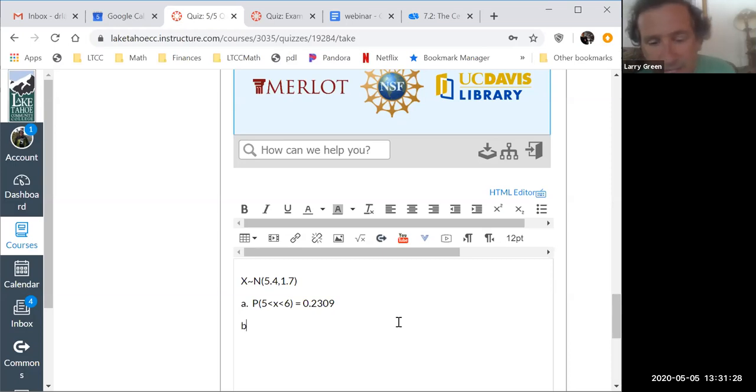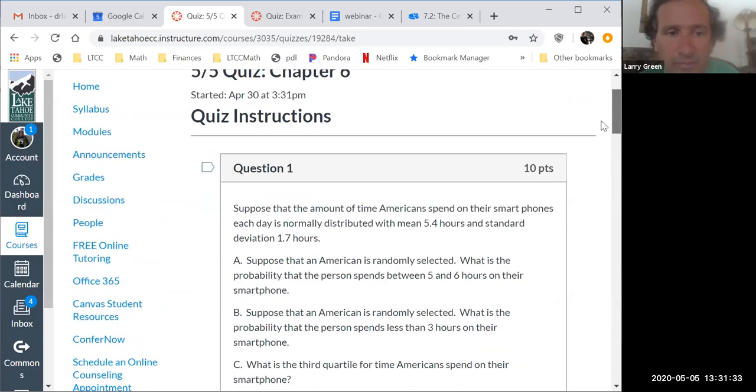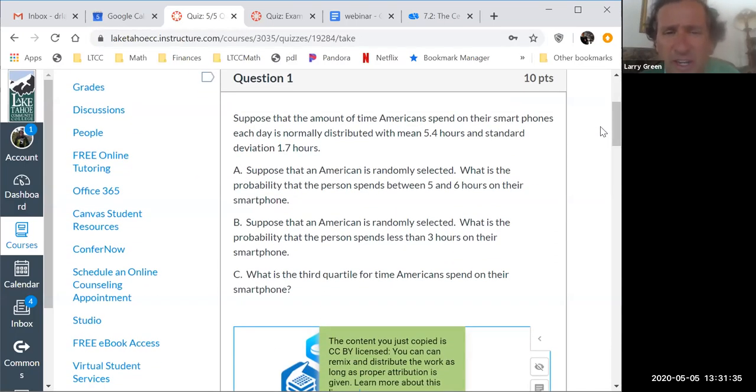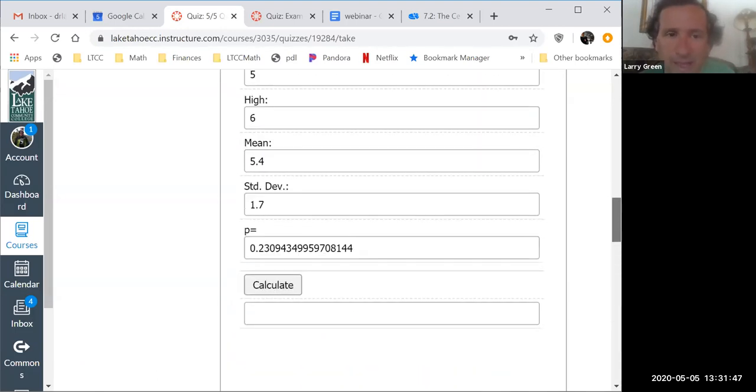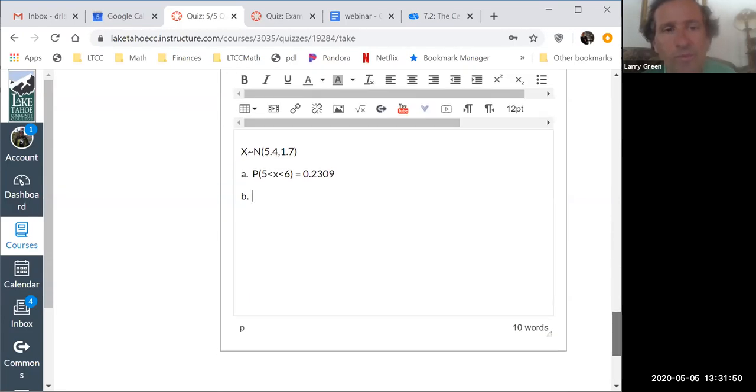Okay, let's go to part B. Suppose that an American is randomly selected. What is the probability that the person spends less than 3 hours on their smartphone? Okay, so we want the probability that they spend less than 3 hours. So we want the probability that X is less than 3. Any questions so far?